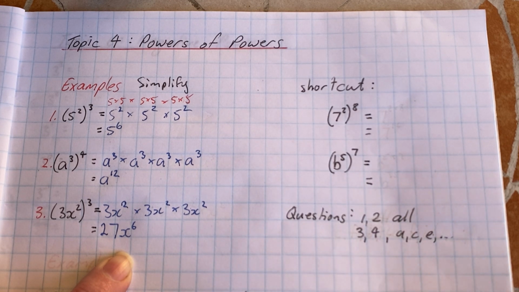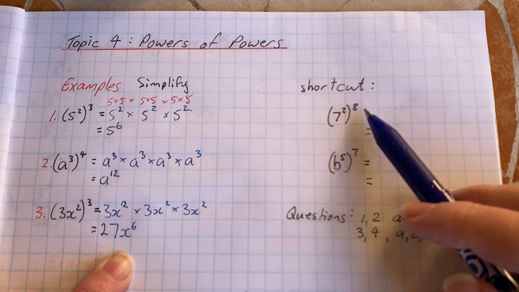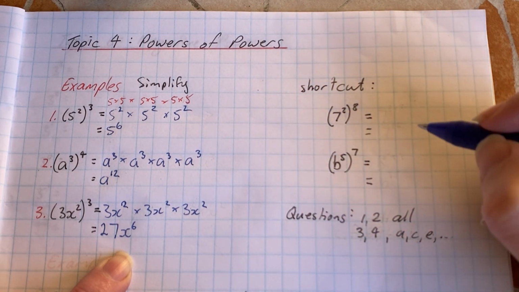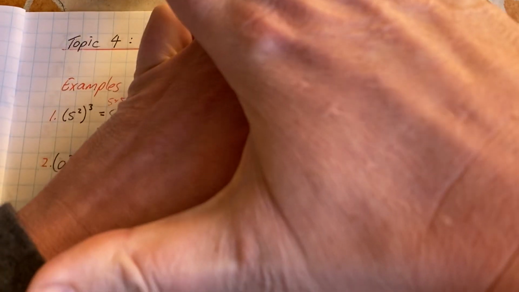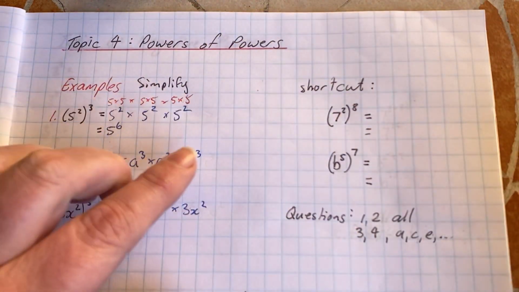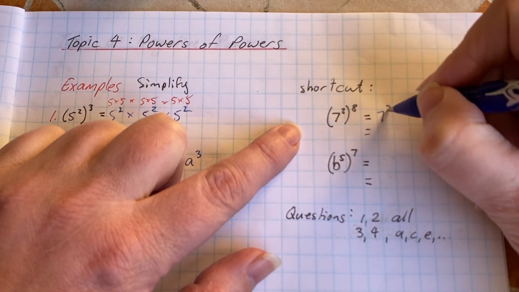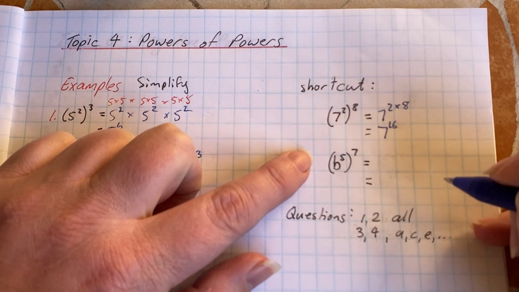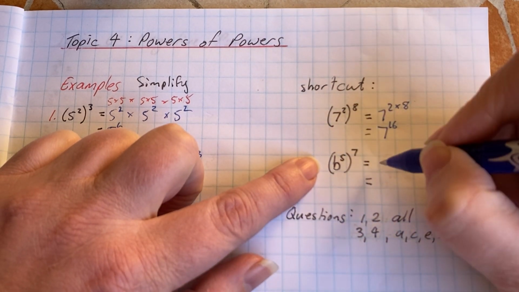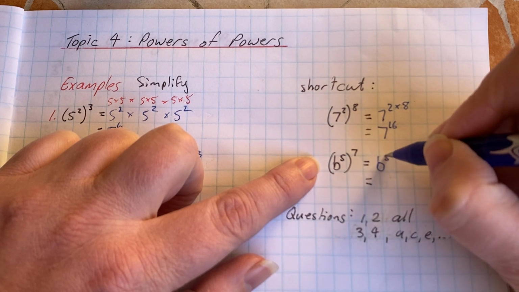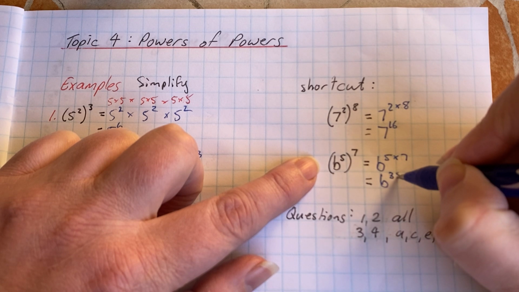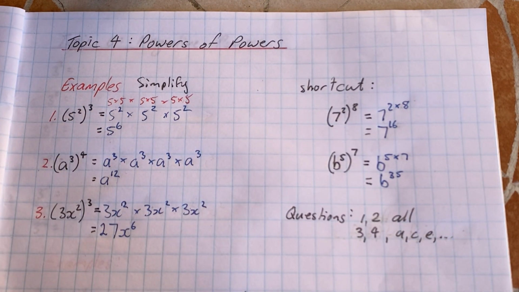Okay, so here's the shortcut. So 7 squared to the power of 8, you multiply the powers, okay? So think of the brackets as coming together into a multiplication sign. So it's 2 times 8, so 7 to the power of 16. b to the 5 to the power of 7, it's b to the 5 times 7, and 5 sevens are 35. Okay, go and finish off that exercise.